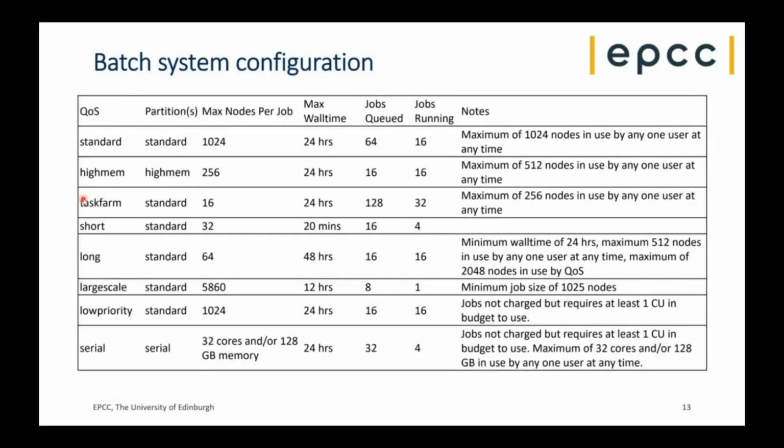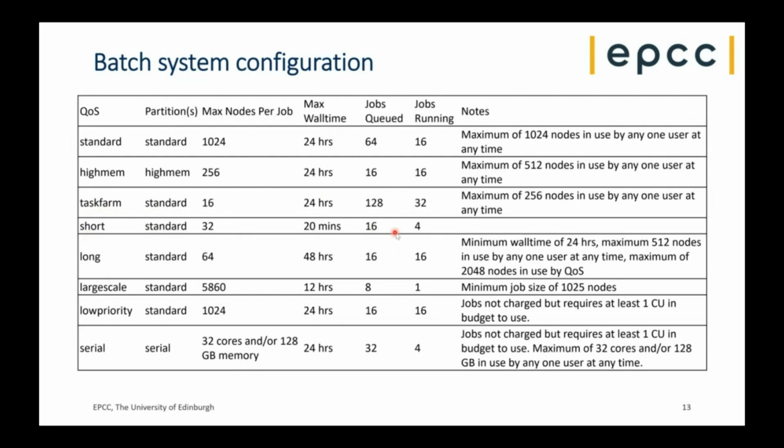There is also what's called a task farm quality of service. This lets people submit a large number of jobs, but for a smaller number of nodes. The idea here is people have lots of small jobs to run at once. So they're not going to be asking for large numbers of nodes, but they want to be able to run more than 16 at a time, and they want to be able to queue up more than 64 at a time. There's a slightly eased set of job queue and jobs running requirements for a task farm QoS.